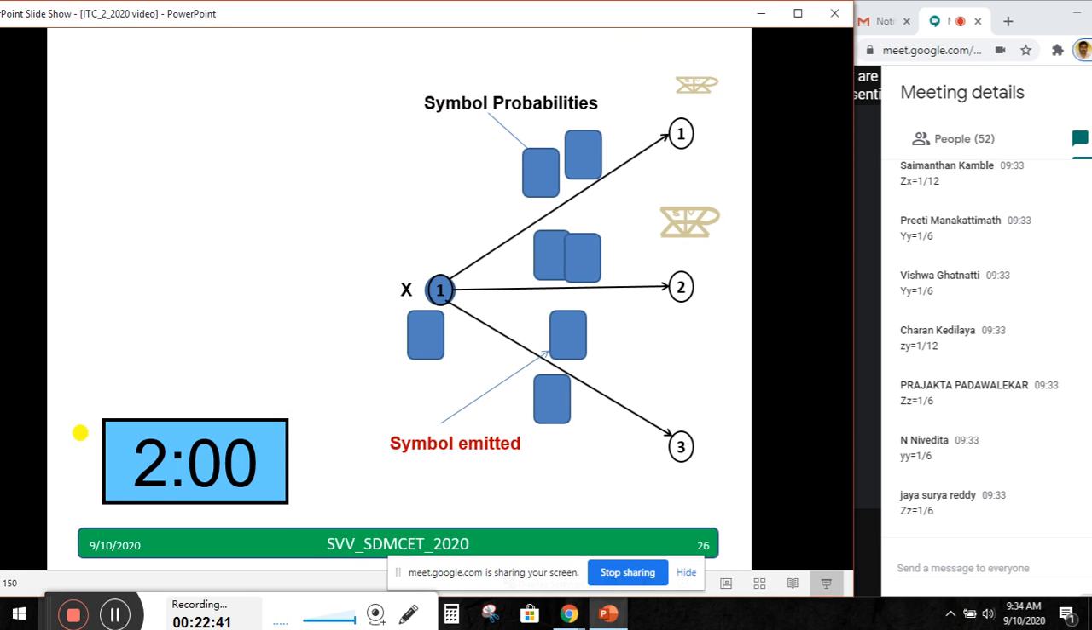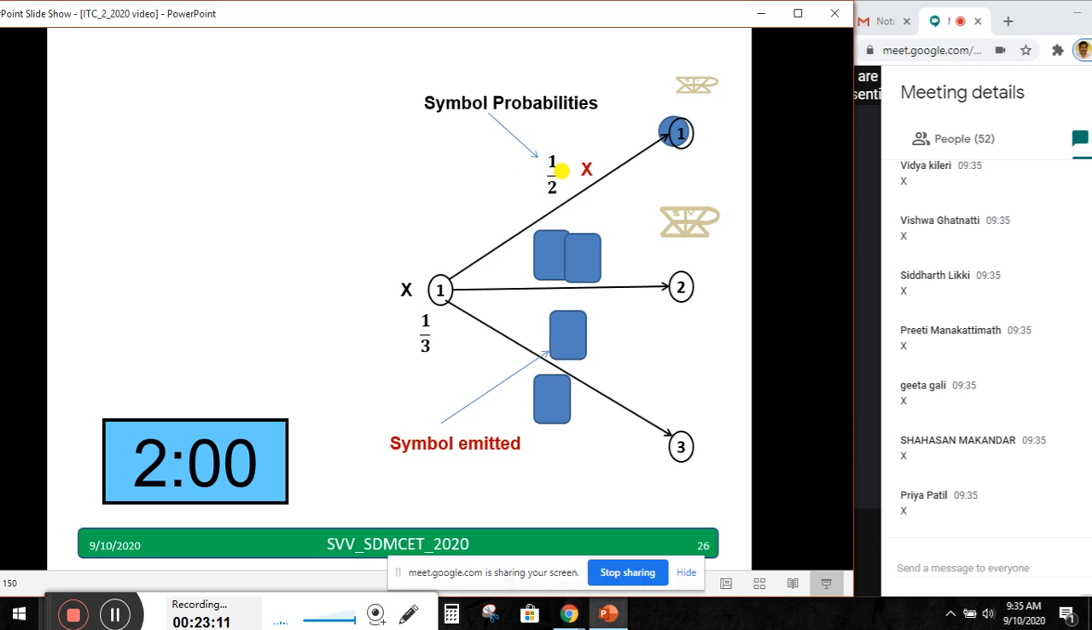So try to understand. I am assuming state 1, when it is moving from 1 to 1, which symbol will I get? Type in the chat box all the answers. From 1 to 1, which symbol will I get? X. Most of you know already, you refer to that diagram. And what is the probability? 1 by 2. See here, the probability of being in that state is 1 by 3. When it moves from 1 to 1, the probability is 1 by 2. The symbol emitted is X.